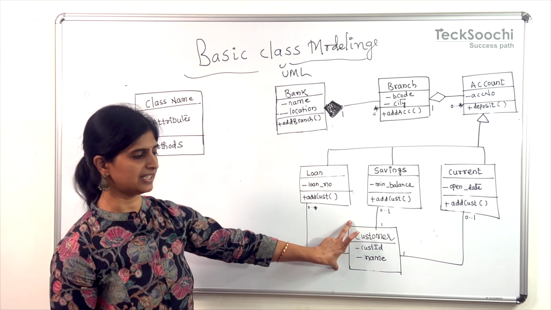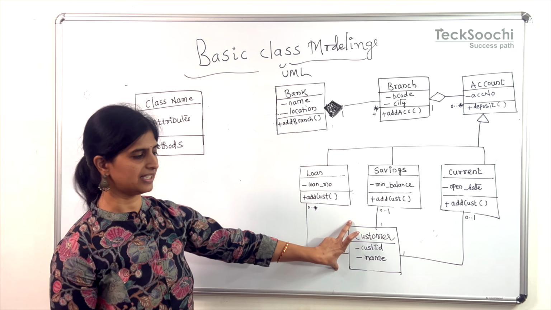How can I indicate it? With the star symbol. Or it may happen that a customer may not take up any loan. So in that case it is going to be 0. So how should I indicate it? 0 followed by 2 dots then star, where it indicates that one customer can have either 0 or multiple loan accounts within a bank.